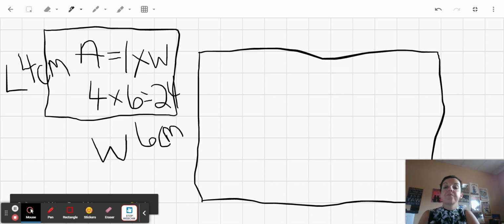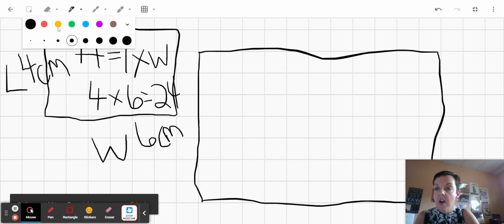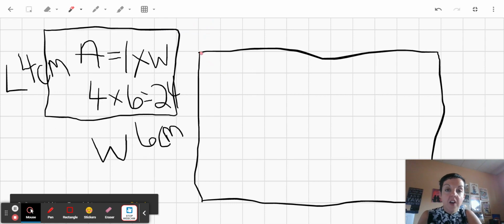Okay, so let's look at the bigger one. Let's try it again. We have to find the length and width, and I'm going to change my color for this. I'm using Google Keep, the Google Keep app. It's up in your waffle if you wanted to try this out, if it's something that you'd like to toss around.